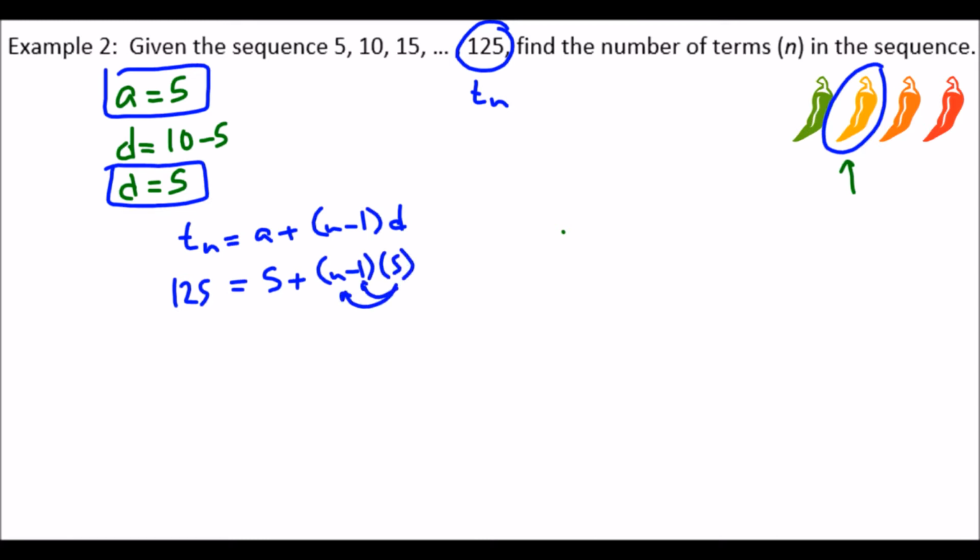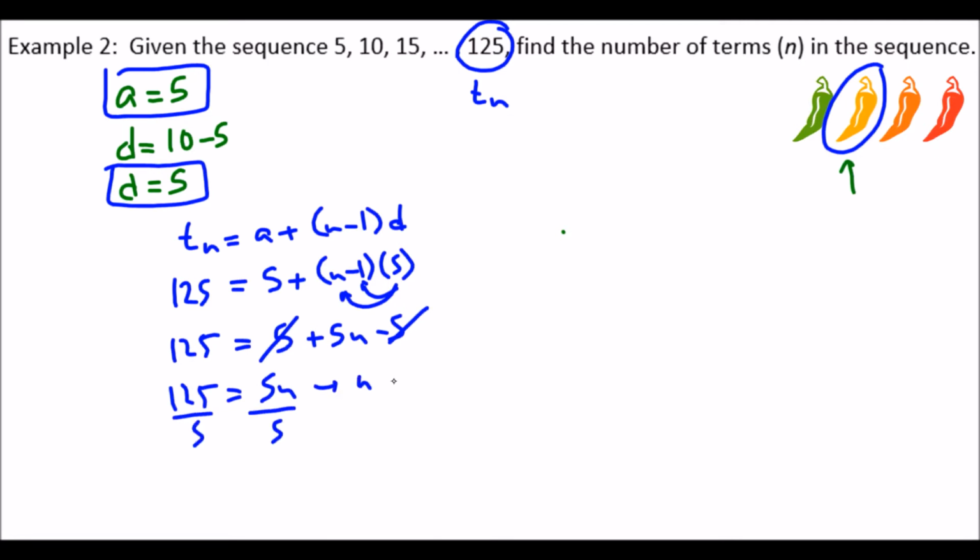Distribute this guy in. 125 is equal to 5 plus 5n minus 5. These two cancel. I'm left with 125 is equal to 5n. Divide both sides by 5, of course. n is equal to 25. Therefore, there are 25 terms in the sequence.